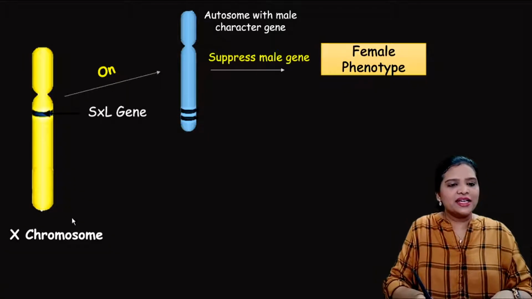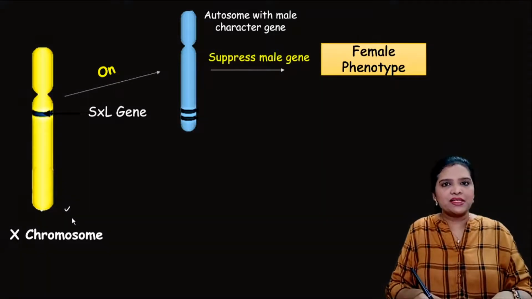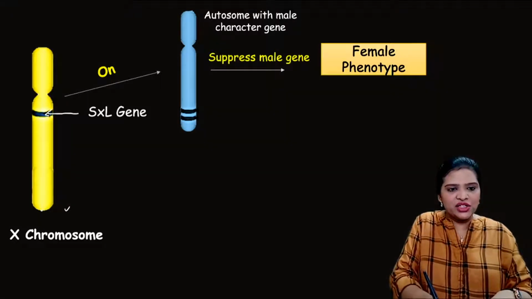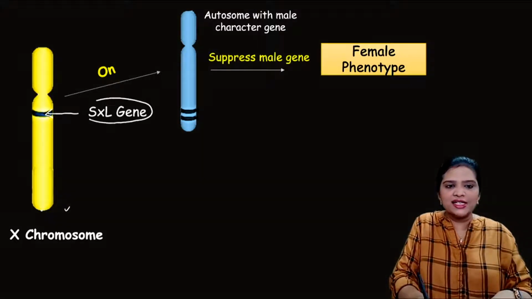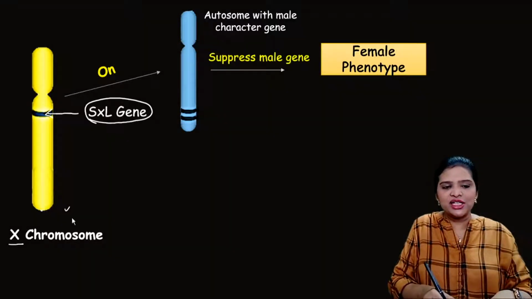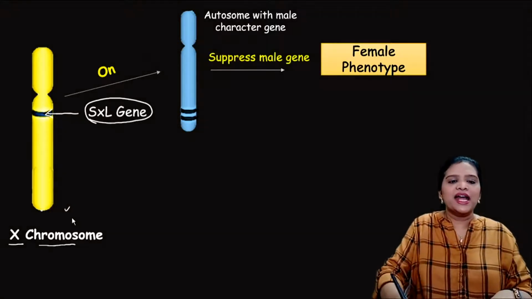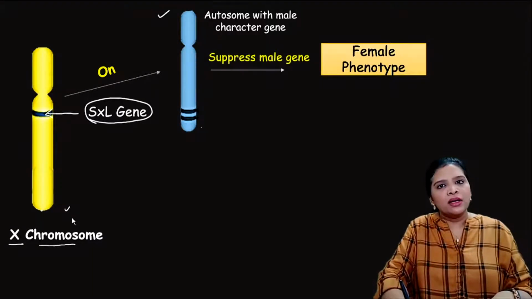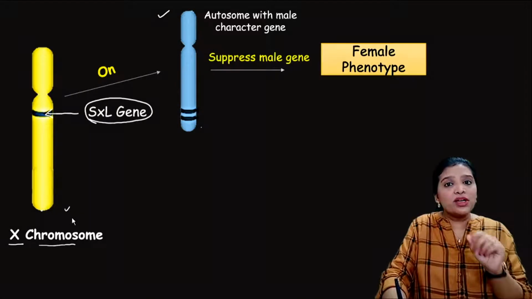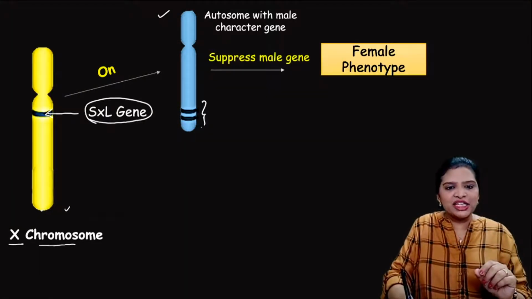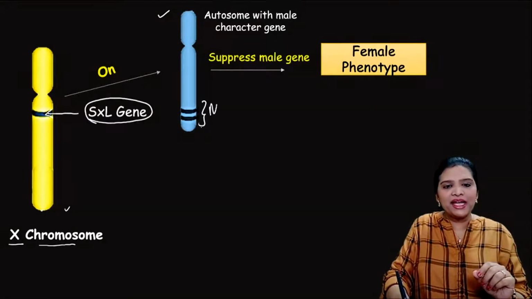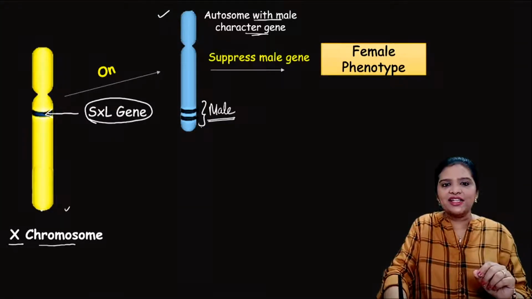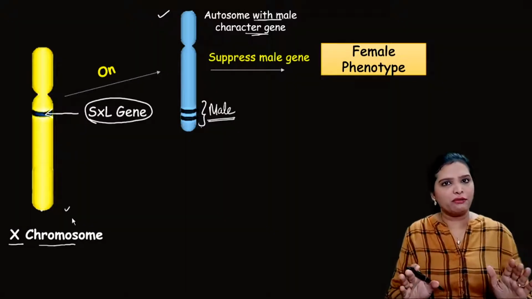Okay. See here, this is an X chromosome present in the Drosophila. In this X chromosome, there is a region where the sex lethal gene is present. So the sex lethal gene is present on the X chromosome. And what is this blue one? This is an autosome present in the Drosophila. In the autosome, what is present? The autosome contains the gene which determines the male character, the maleness gene. So these two genes are present on two different chromosomes.